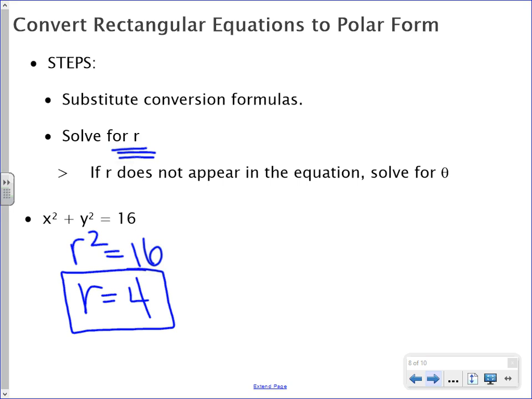Okay. Example number 2. X equals 3. That's a vertical line, yes. But how are we going to convert it to be in terms of r and theta? Okay? So if you don't have something nice like x squared plus y squared, look at your other formulas. What do we know about x? It equals r cosine theta.